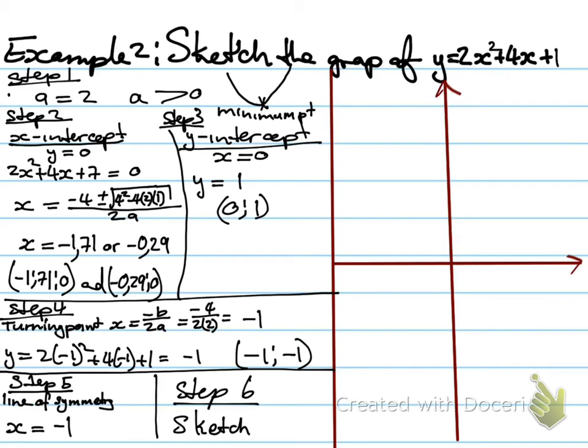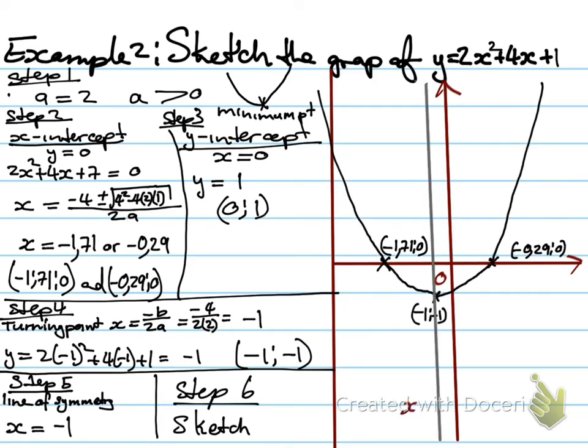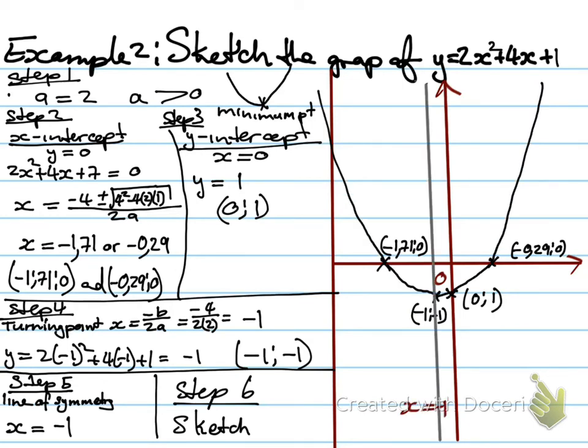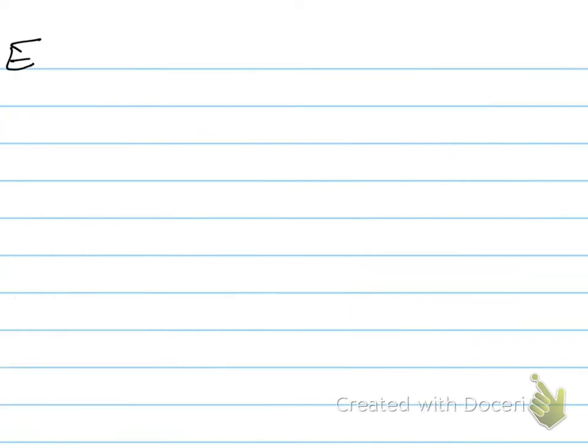And then we draw our Cartesian plane to sketch the graph. We put our x-intercepts, then our y-intercept, and then the turning point. Then we draw our graph. There we go, and our line of symmetry. Okay, moving on to example number 3.